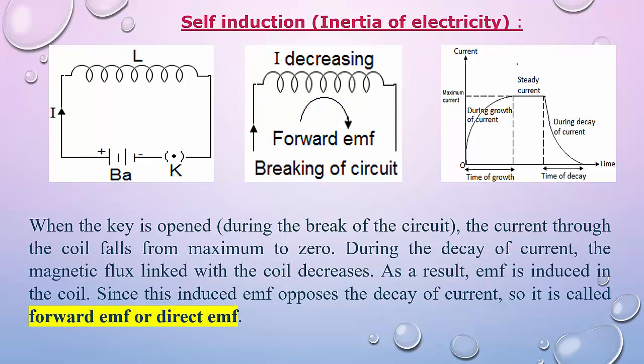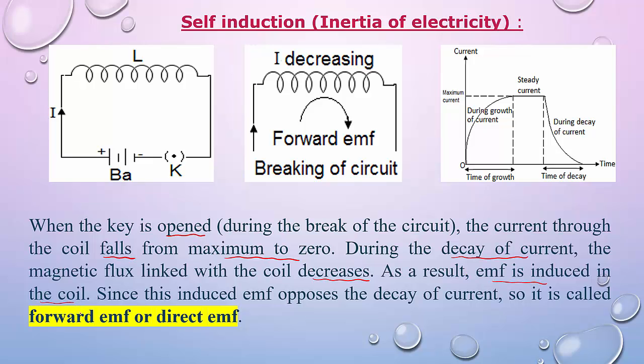Now, in the second case, you can observe what happens when the key is opened. The current goes on decreasing. The current through the coil falls from maximum to 0 during the decay of current, because it is decreasing from maximum to 0 here. Right? During the decay of current, again the magnetic flux linked with the coil decreases. As the magnetic flux decreases, as a result, EMF is induced in the coil.